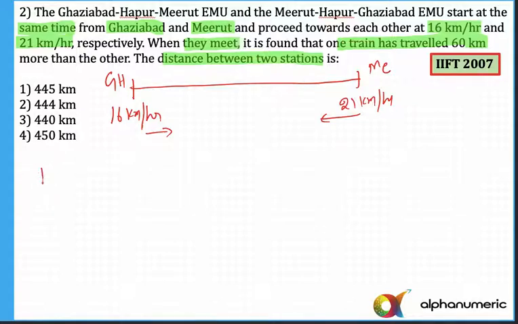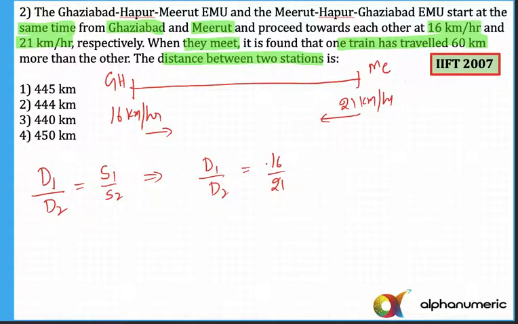So I can say the distance traveled by the first train to the distance traveled by the second train will be the ratio of the speed of the first train to the speed of the second train. Now this implies that d1 upon d2 is equal to 16 upon 21. Now there are various approaches after this. Let's first go by the general approach.